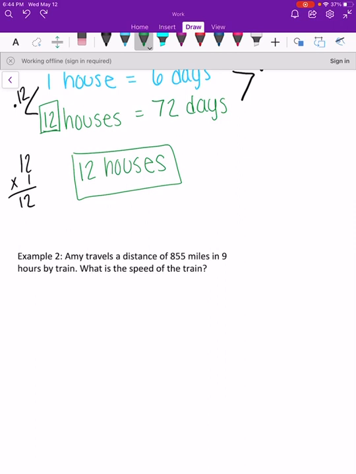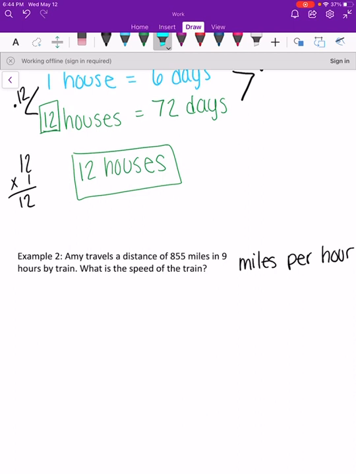Okay, the next question says, Amy travels a distance of 855 miles in 9 hours by train. What is the speed of the train? So we talk about speed in miles per hour. So I'm going to put my miles on top. Well, let me explain this.